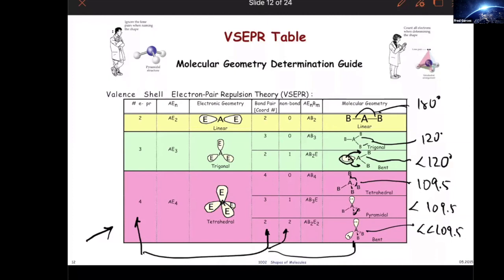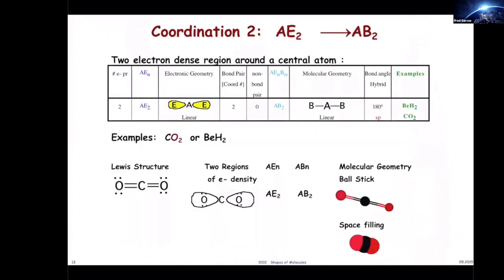So these are just examples, and I'm going to go through these real quickly. You can see that there are two domains around carbon dioxide. They have two bonded atoms at the end. Of course, the electronic geometry is AE2. The molecular geometry designation is AB2. And this is what it looks like. This is the space filling. Okay. These are examples right here. This right here tells you what atomic orbital, an s and a p orbital, is responsible for that shape. We will get into that later.